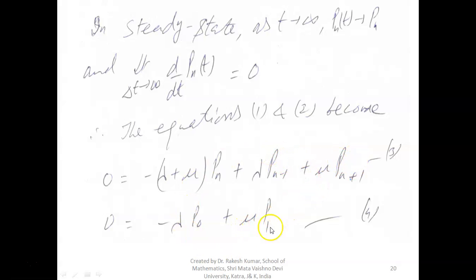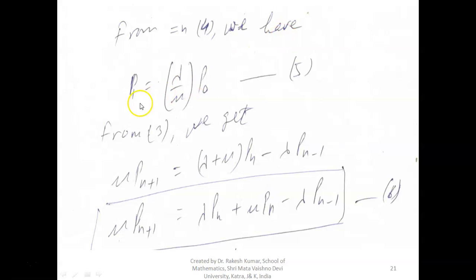So now we have to solve this in order to get the steady state probabilities. From equation 4 we can have p1 in terms of lambda, mu and p naught, and then iteratively we will proceed with the help of equation number 3. From equation number 4, p1 equals lambda upon mu p naught. From equation 3 we get mu p_{n+1} equal to lambda plus mu p_n minus lambda p_{n-1}. Just interchanging the terms, we get mu p_{n+1} minus lambda p_n equals mu p_n minus lambda p_{n-1}, which is equation number 6.